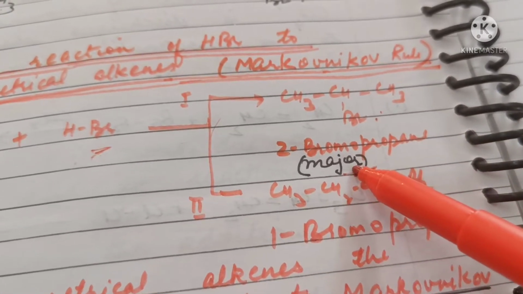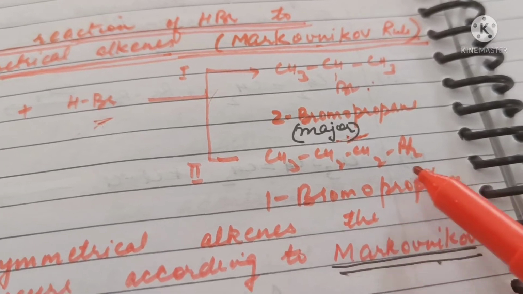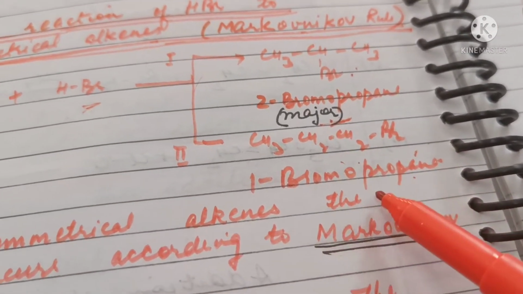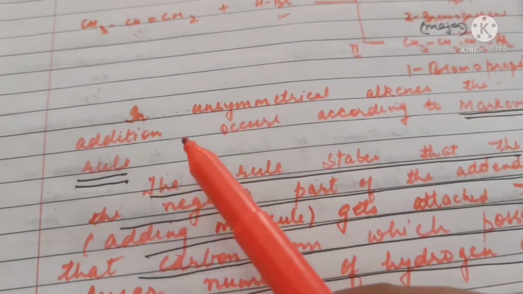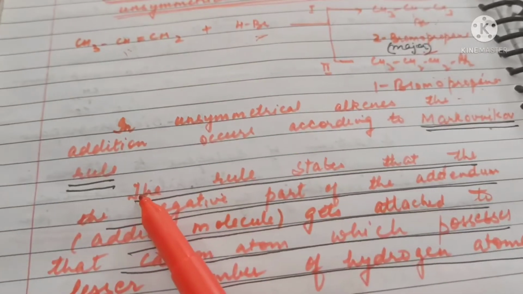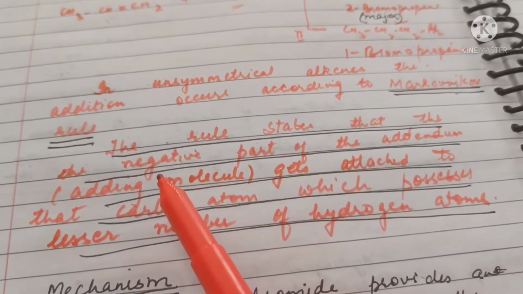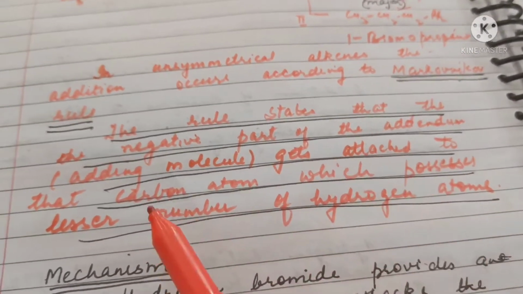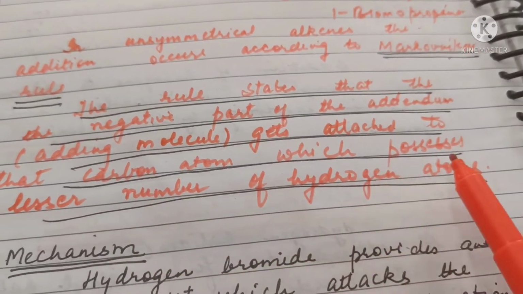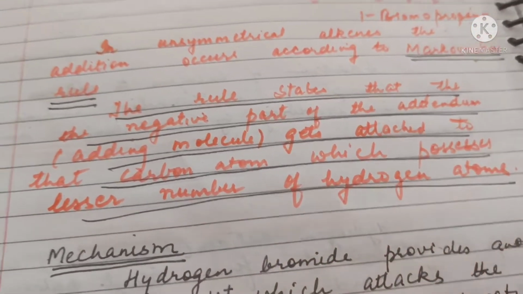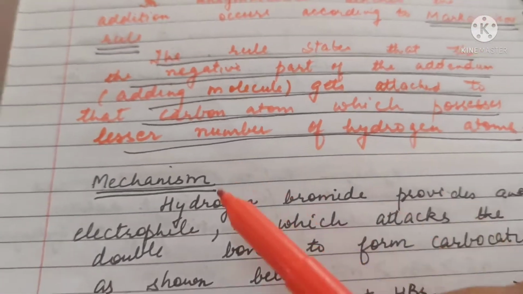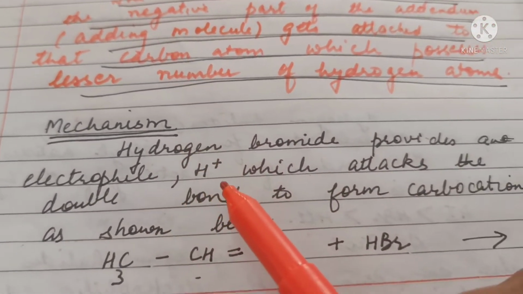It's the major product. On the other hand, 1-bromopropane will be formed in lesser amounts. So according to Markovnikov's rule, the negative part of the addendum, or adding molecule, gets attached to that carbon atom which possesses a lesser number of hydrogen atoms. We can understand why this happens by the mechanism of the reaction.